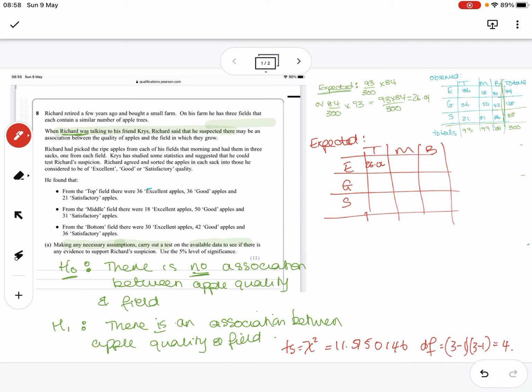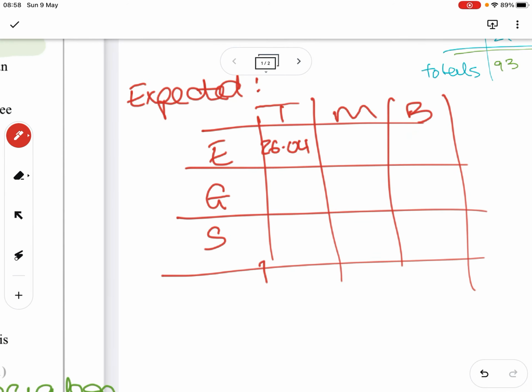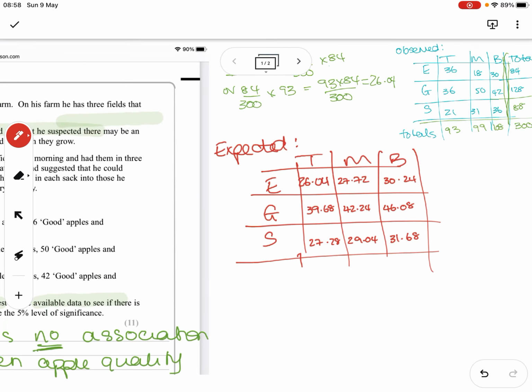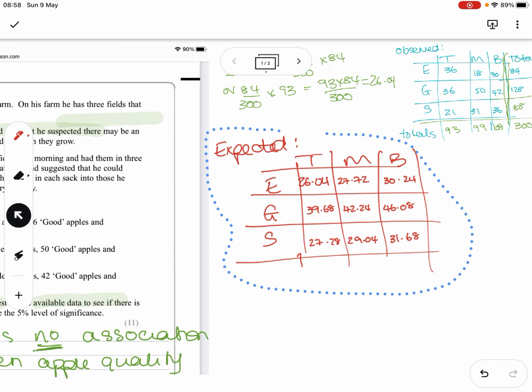So we had 26.04 here, and then there's 27.72, 30.24, 39.68, 42.24, 46.08, 27.28, 29.04, 31.68. Sorry I can't show you the calculator usage, but hopefully you follow the buttons that I was pressing.